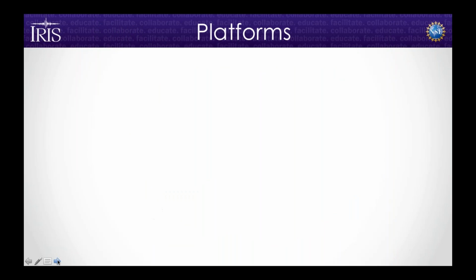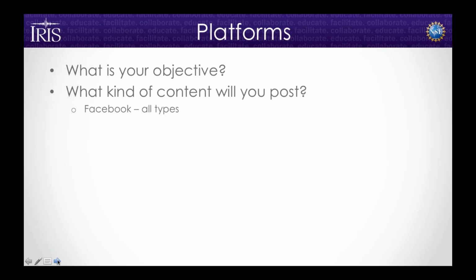So how do you know which platform to pick? The first thing you have to think about is your objective. What exactly are you trying to do by using social media? And you also need to think about what kind of content you're going to be posting. So with Facebook, for instance, you can post all kinds of content. With Twitter, again, you can post all kinds of content, but it has to be really short. YouTube is just videos. Instagram is just images. So if you don't have any videos, if you don't have any great images, then maybe those aren't the platforms for you to focus on.